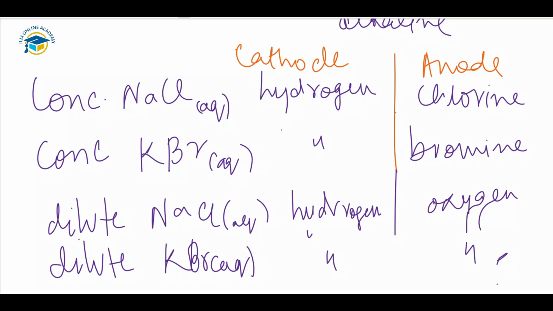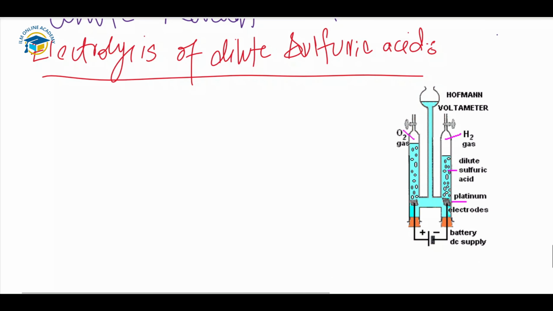dilute sulfuric acid. So this is the apparatus for the electrolysis of dilute sulfuric acid. This is a Hofmann voltameter that is used here. Although water is a very poor conductor of electricity, it can be made to decompose if the water is acidified with a few drops of sulfuric acid. So we have an electrolytic cell such as the one shown here, the Hofmann voltameter, that can be used for the electrolysis of dilute sulfuric acid, as it keeps the gases produced separate.